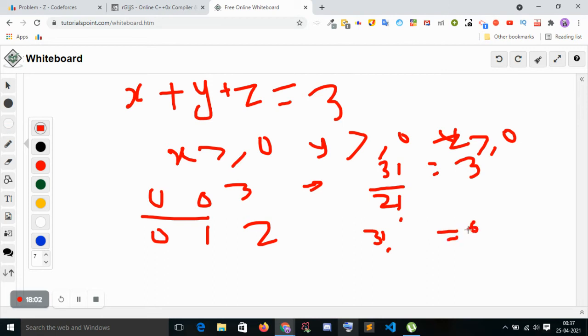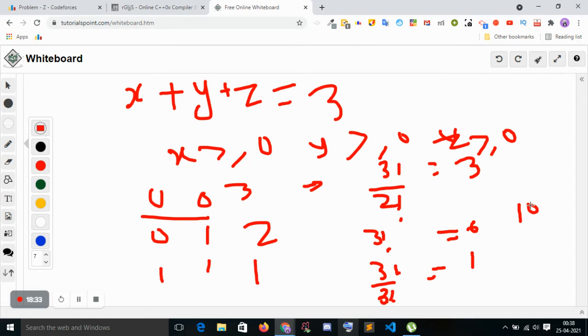So it becomes 6. And another way to make 3 is 1, 1, 1. There is 3 factorial, but all are duplicates, so you have to divide by 3 factorial, so it becomes 1. Is there any other approach you would consider? I don't think there is another one. So the total number of solutions is 6 plus 3 plus 1, which is 10.